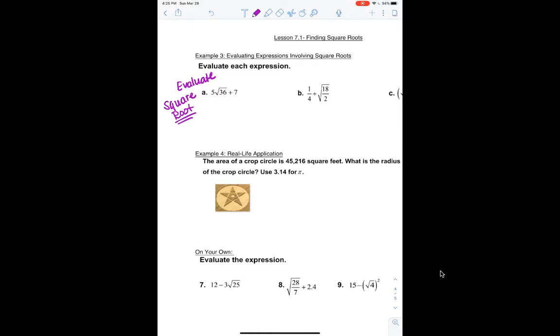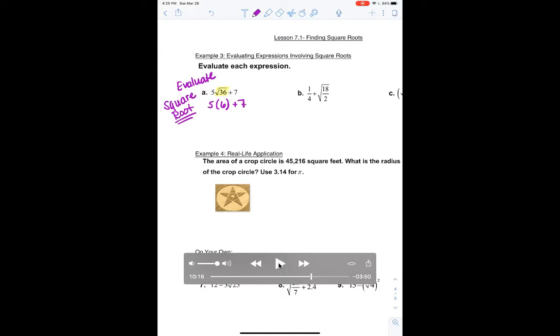So in this first problem, 5 por el raíz cuadrado de 36 más 7, I'm going to evaluate that square root. Now, el raíz cuadrado de 36 es 6. Why? Si usted estaba pensando por qué 6 por 6 es 36, you're correct. Okay, now 5 está fuera de ese signo. That means I'm going to multiply. Entonces, 5 por 6, sé que es 30, plus 7, 37.